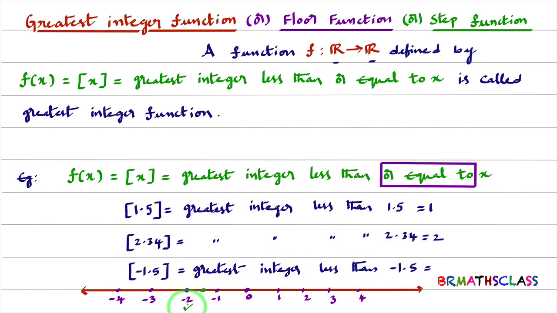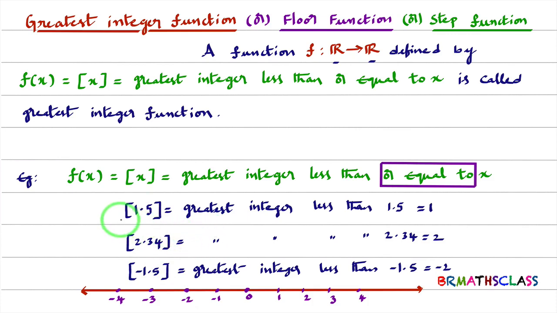See, this is an integer which is less than minus 1.5. This is an integer which is less than minus 1.5. Like that, all these numbers on the left side are integers less than minus 1.5. You can see in these integers, which one is greatest? Minus 2 is greatest. Minus 2 is the greatest integer less than minus 1.5. So what is the answer here? The answer is minus 2.